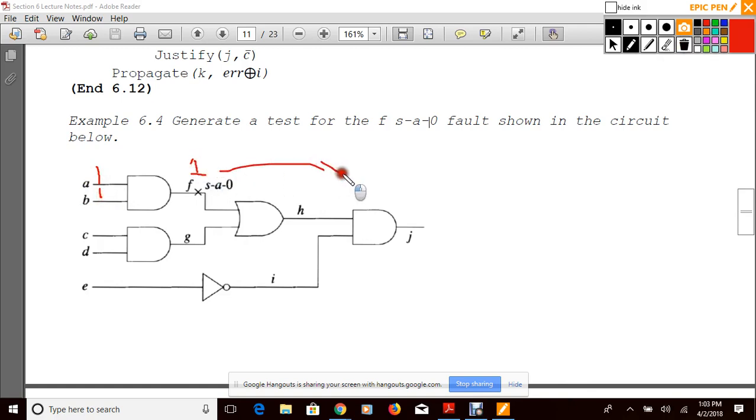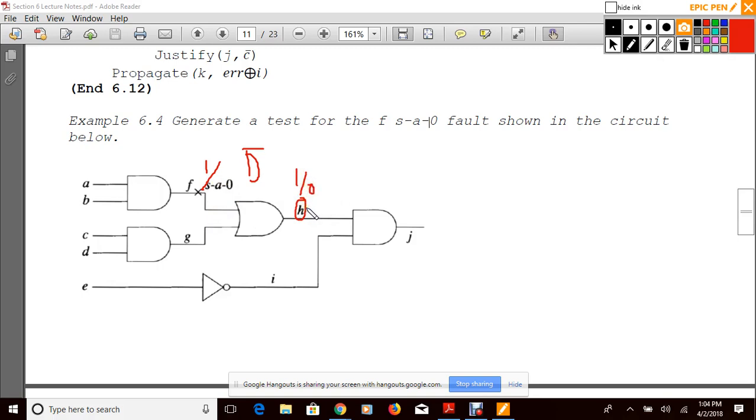So now I have to propagate this error. What I have is I'm expecting a 1 and getting a 0, so I have D bar, right? So here I have to get D bar to this output. I have to have a situation where I'm expecting 1 on this output and getting a 0.